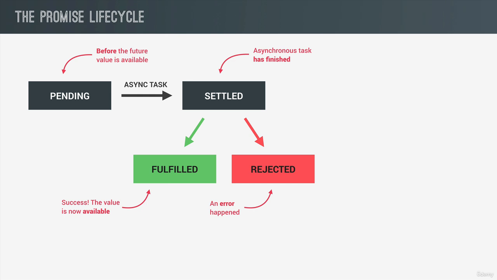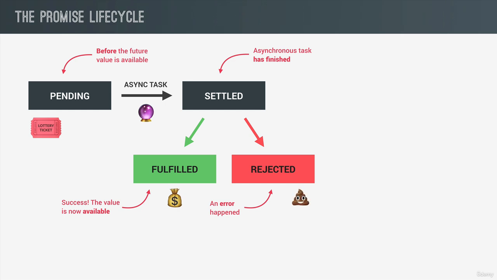Now, going back to the analogy of our lottery ticket, the lottery draw is basically the asynchronous task which determines the result. Then, once the result is available, the ticket would be settled. Then, if we guessed the correct outcome, the lottery ticket would be fulfilled and we get our money. However, if we guessed wrong, then the ticket basically gets rejected and all we did was waste our money.